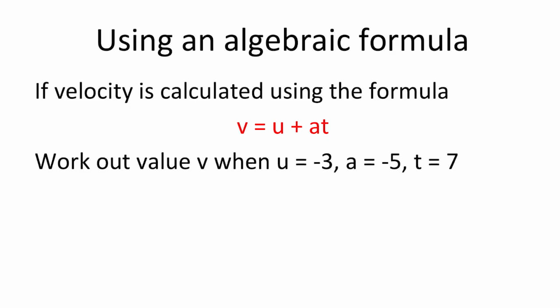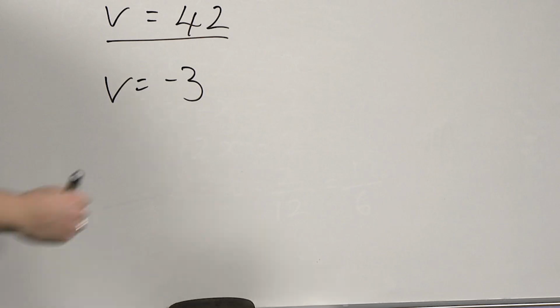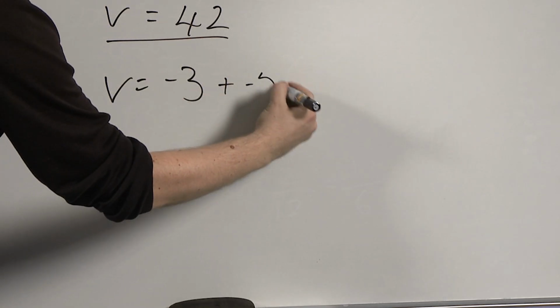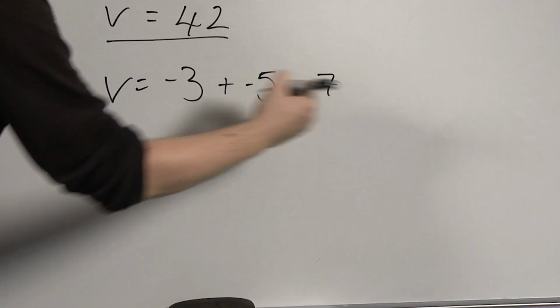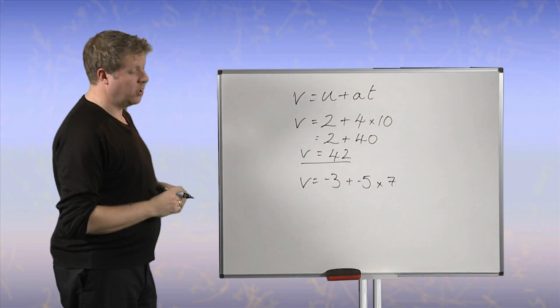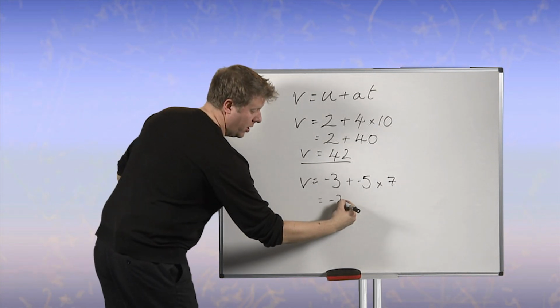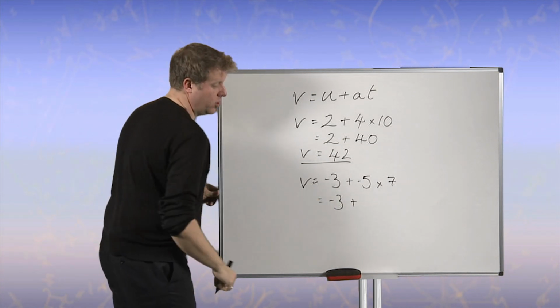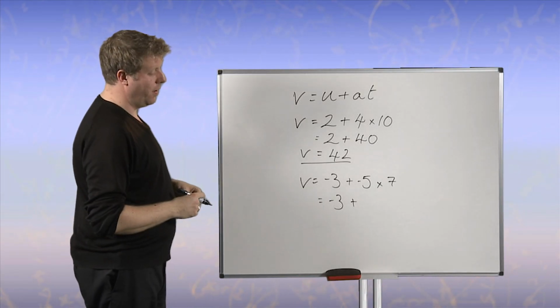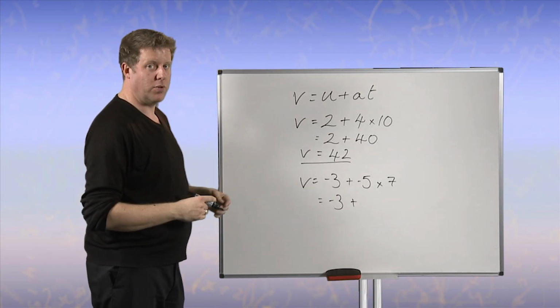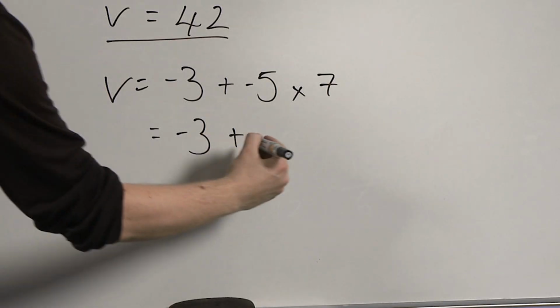So the formula is still going to be the same, but in this next question, V is now going to be equal to, U is minus 3, add A, this time is minus 5, and it's multiplied by T, which is 7. So be careful with these because it's the negative numbers again. The minus 3 will stay there for the moment because the first thing I want to do is to multiply minus 5 by 7. Minus 5 multiplied by 7, remember, is minus 35.